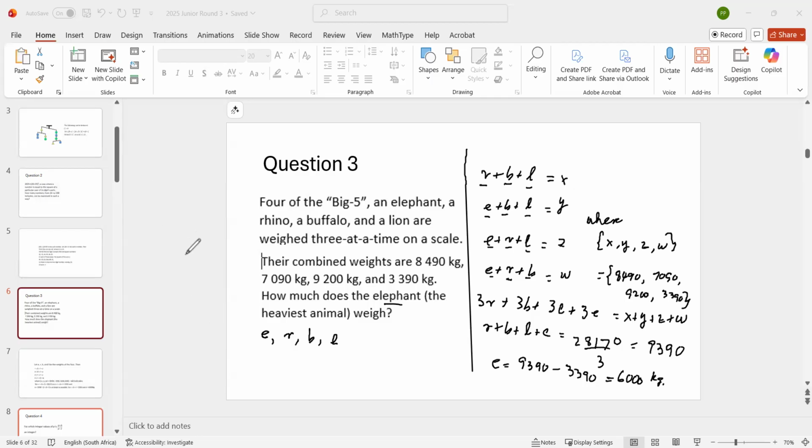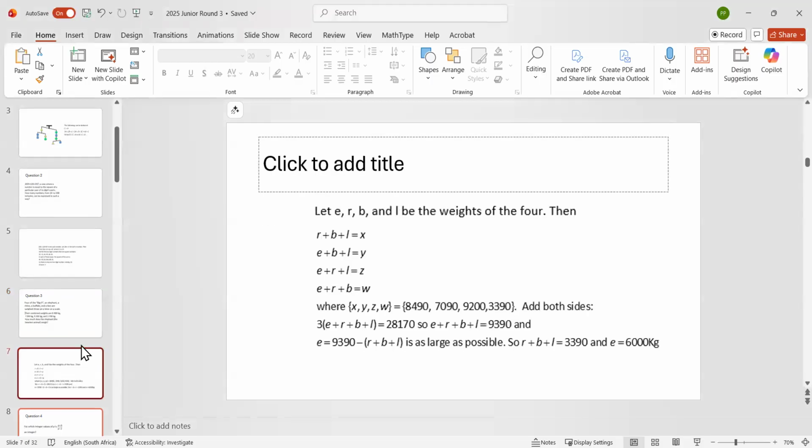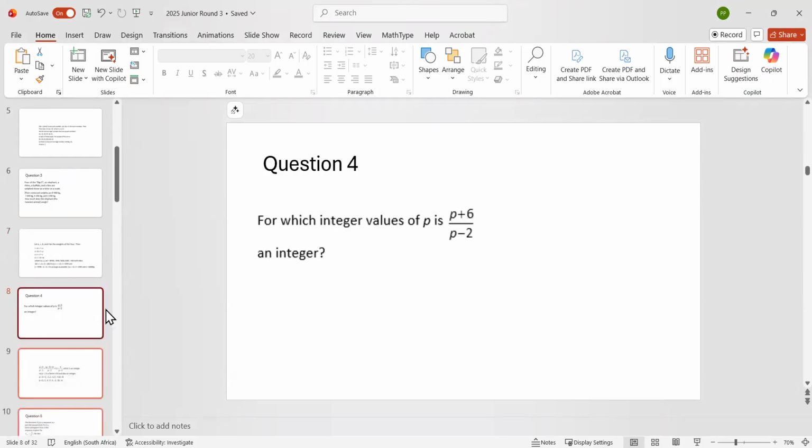All right, so let's get on. So you can see right at the end there, you got E is equal to 6,000 kgs as advertised. Let's get to the next problem. Question 4. Question 4 says, for which integer values of P is this an integer?